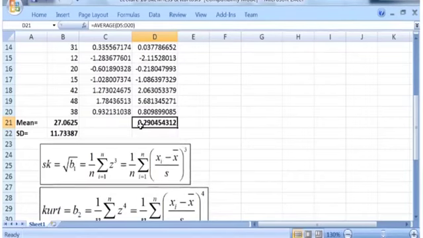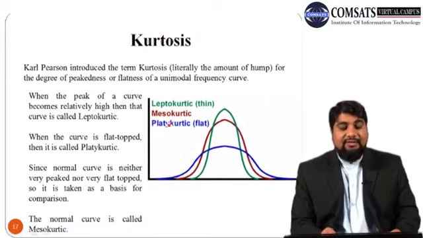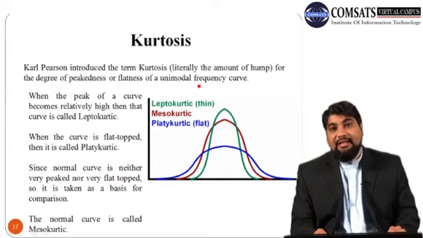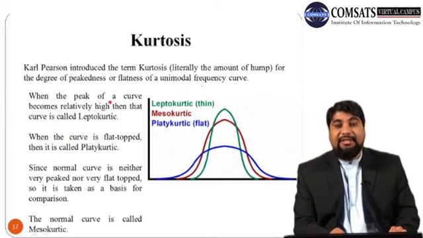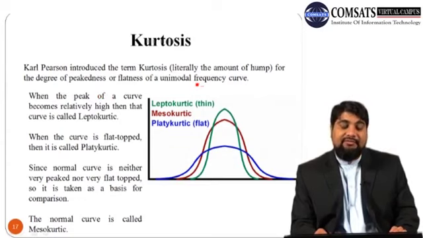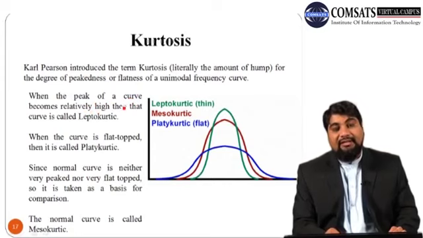Now let us discuss the concept of kurtosis. Karl Pearson introduced the term kurtosis, literally the amount of hump, for the degree of peakedness or flatness of a unimodal frequency curve. When the peak of a curve becomes relatively high, then that curve is called leptokurtic.